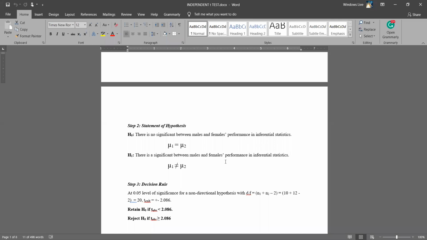The null hypothesis will be the opposite of the alternative hypothesis. But with the null hypothesis, you wouldn't find it in the question. So long as you have the alternative hypothesis, it shouldn't be an issue to indicate the null hypothesis, because as I said, it is the opposite of the alternative. So if the alternative is saying there's a difference, then the null hypothesis will be that there's no difference.